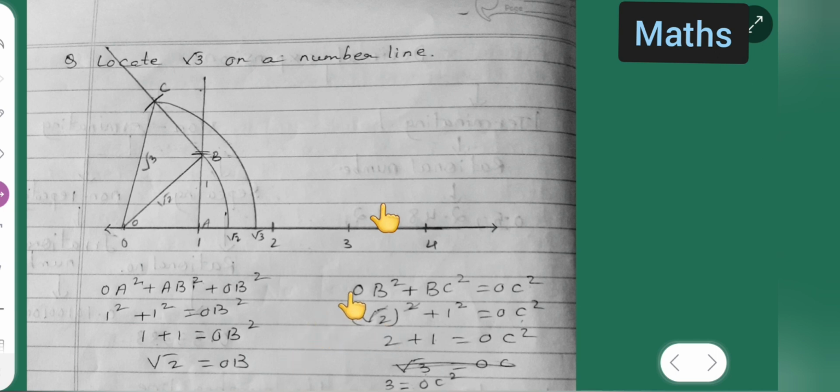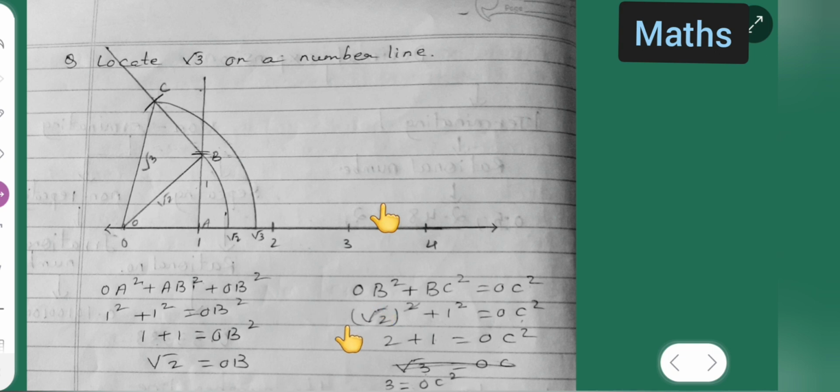Now let us move towards this. Now we are doing OB square plus BC square is equal to OC square. This is what we need to find out. Now what is OB? OB is root 2. So plug root 2 over here, squared, plus BC, which is 1 unit, is equal to OC square, which we need to find out.